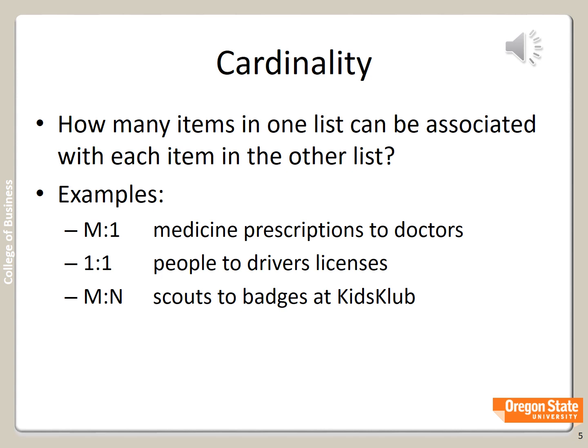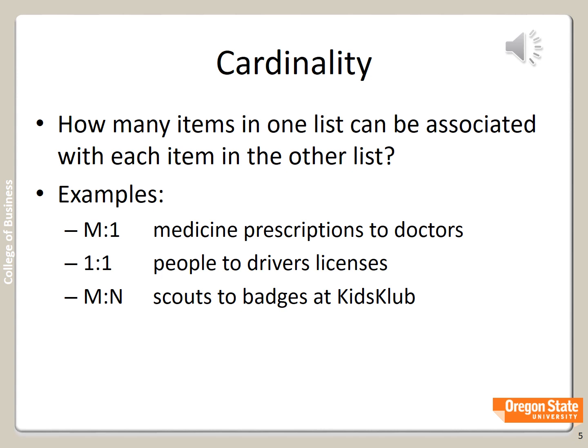Cardinality refers to the number of items in a group. For database designers, cardinality specifies how many items in one entity list can be related to each item in another list. That's a specific definition. How many items in one entity list, maybe 0, maybe 1, maybe many, can be related to each item in another list? Okay, we'll expand on that as the slides continue.